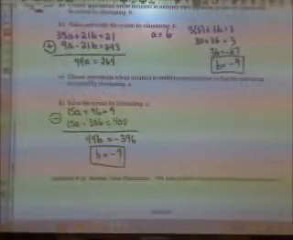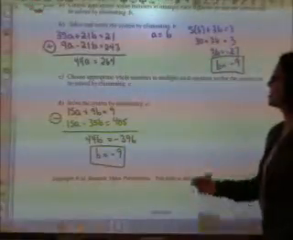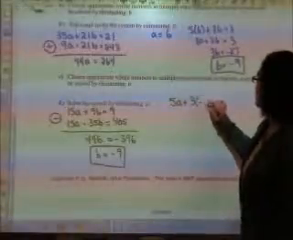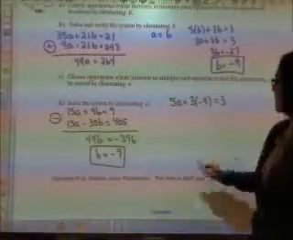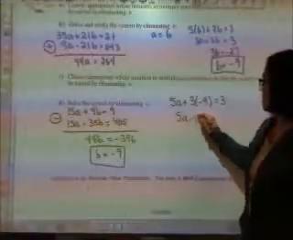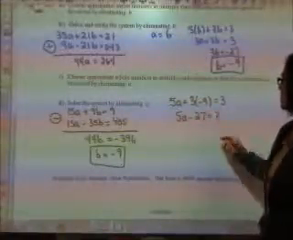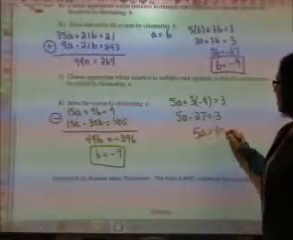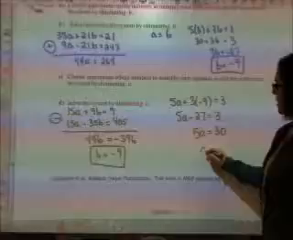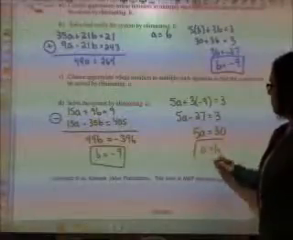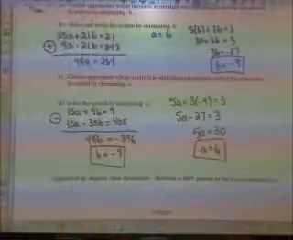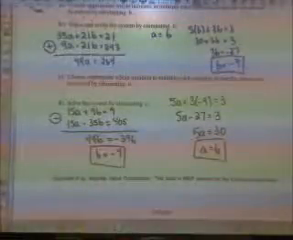And then I would repeat what I did before, take that negative 9 and put it into one of the equations. So 5a plus 3 times negative 9 is supposed to be equal to 3. I get 5a minus 27 equals 3. Add 27 to each side, and 5a equals 30. Divide by 5, and I get that a equals 6. So I will still get the same solution either way.